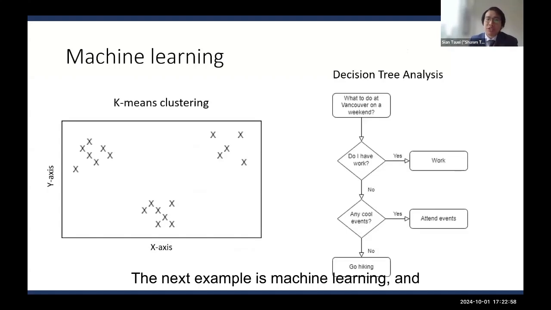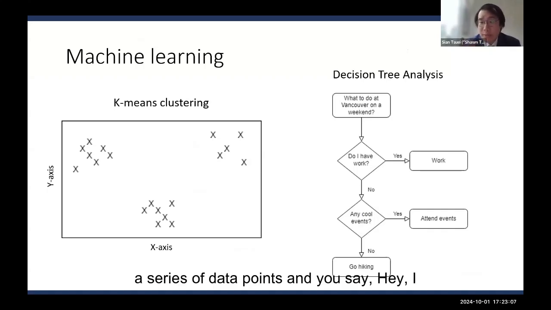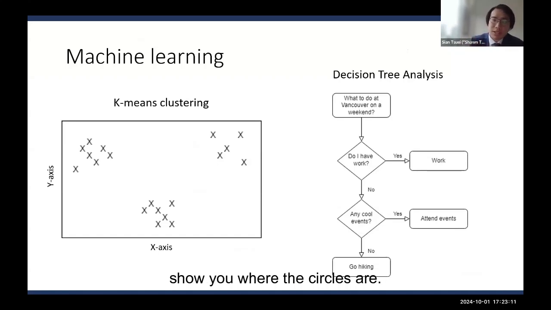The next example is machine learning, where machines distill the pattern. Here's a simple one, k-means clustering, where you give the machine a series of data points and say, I have 3 clusters, tell me how they're clustered, and it will show you where the circles are.